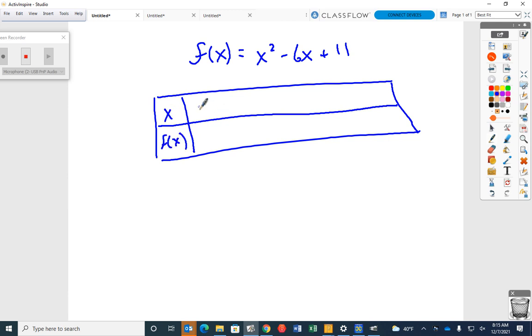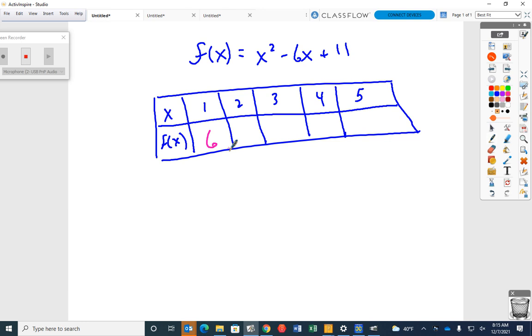Okay, so our first value is 1. We're going to go 1, 2, 3, 4, 5. So when we replace this x with a 1, you think we can do this in our heads? I think we probably can. What is 1 squared? 1. Minus, what's 6 times 1? 6. What's 1 minus 6? Negative 5. What's negative 5 plus 11? 6. Did we do that in our head? Yeah. Again, if you want to write it out, I'm 100% okay with that.